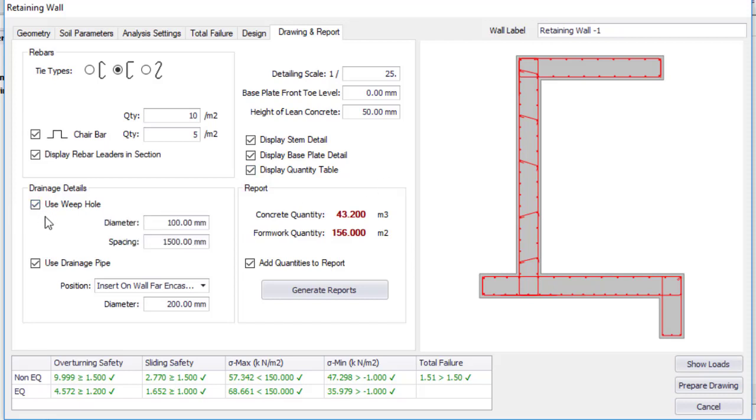Then how large do you want the whip hole to be? What is the diameter you need for it? Okay, so let's use 100 mm. Then at what spacing would you want to have that whip hole? 1.5 meter is not bad, so I'll just leave it like that. Okay, so that is how you drain water in this direction.